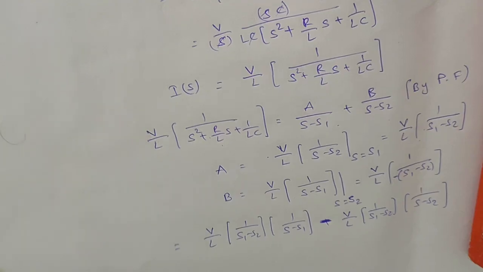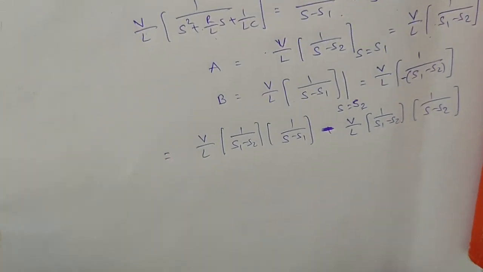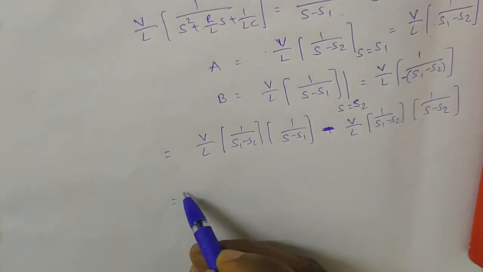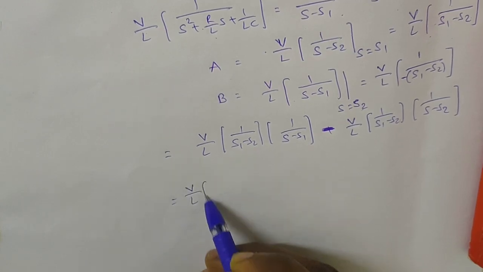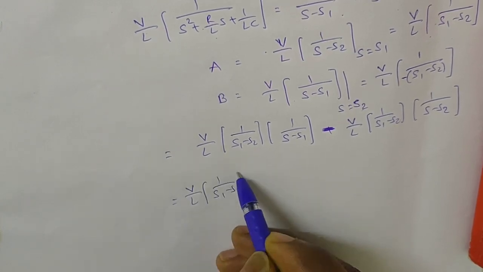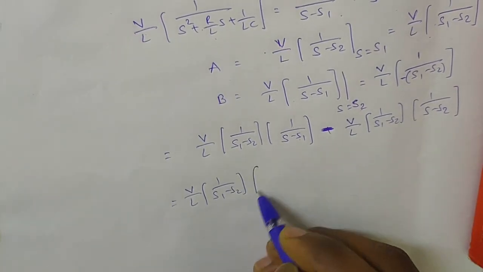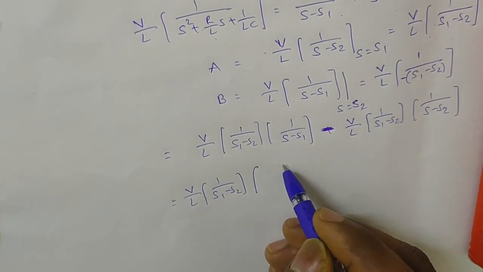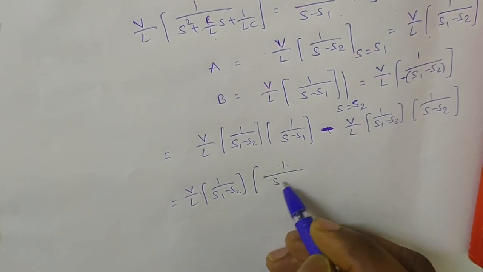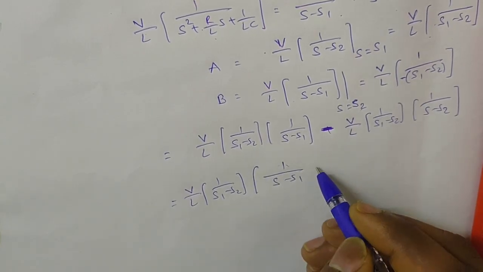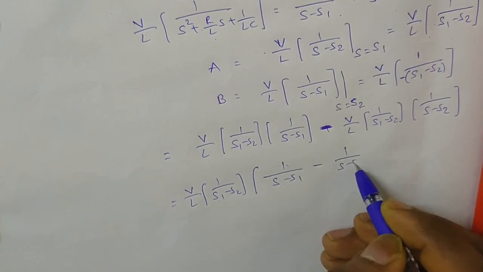In this we will take V by L into 1 by S1 minus S2 out. As it is a root, it is a constant value, so the remaining terms we will write here: 1 by S minus S1 minus 1 by S minus S2.